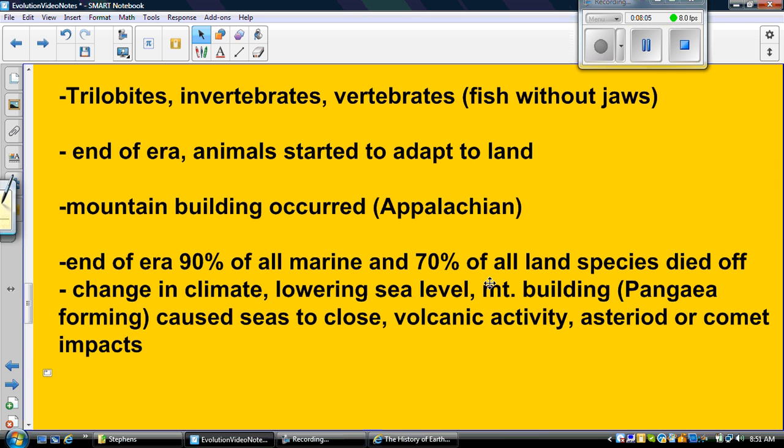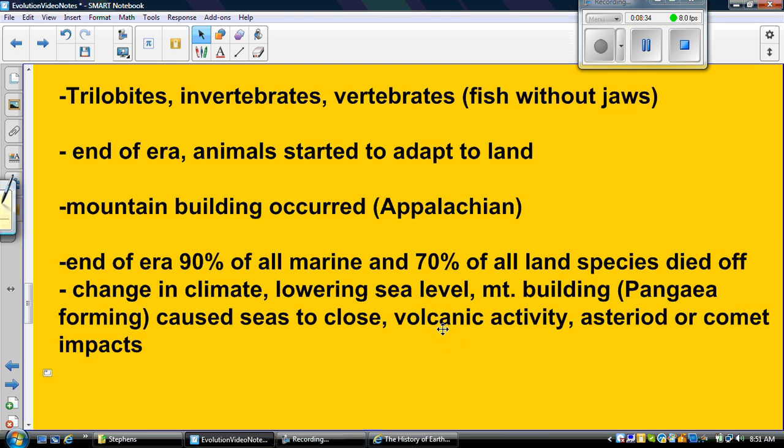There started to be some mountain building and Pangea. Remember we talked about Pangea, when all the land masses were together? That started to form, so that caused the seas to close. If you run out of ocean, then there are going to be fewer marine animals. They're not going to have enough space to evolve. So we lost a lot. That's why we lost about 90% of our marine animals, because they lost their living space, their habitat.